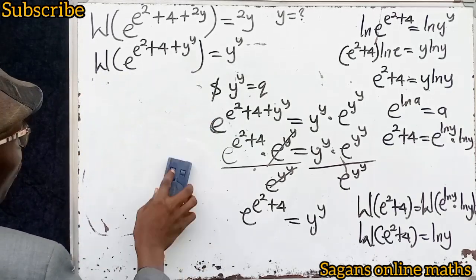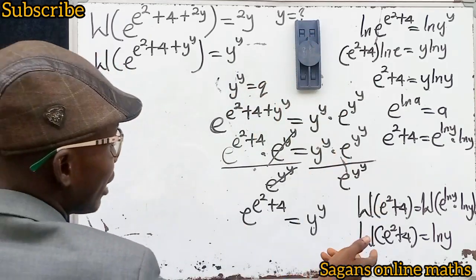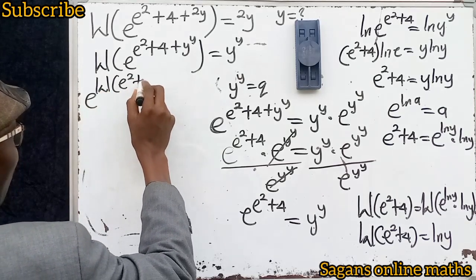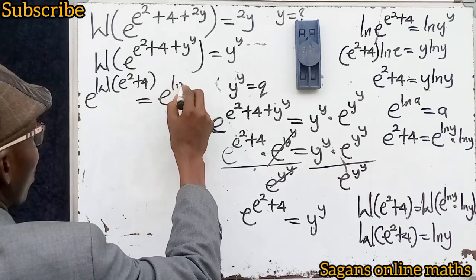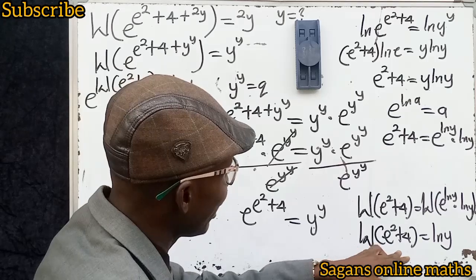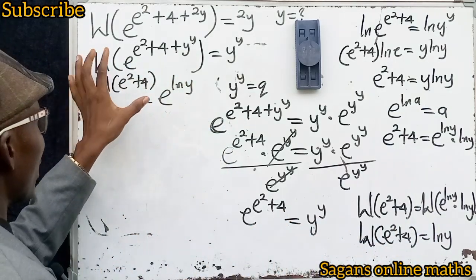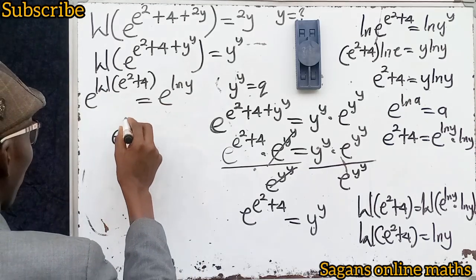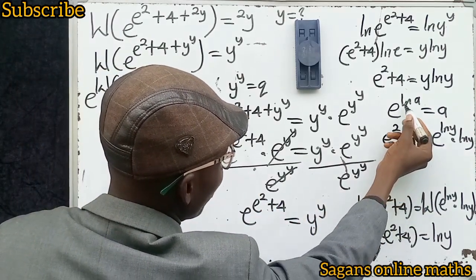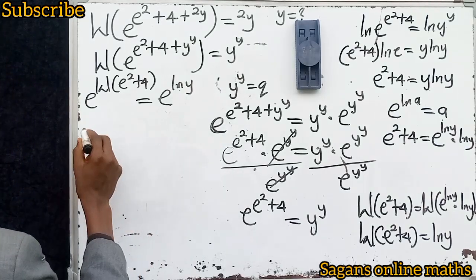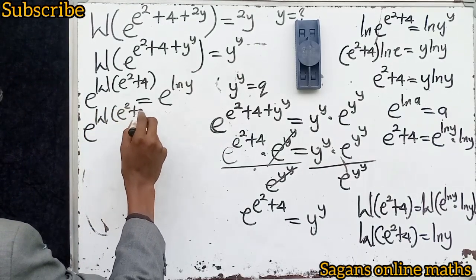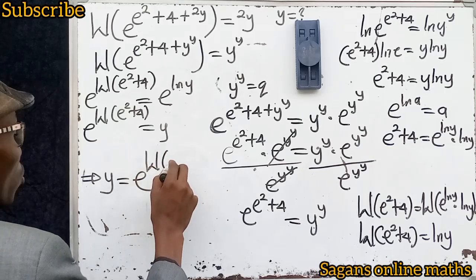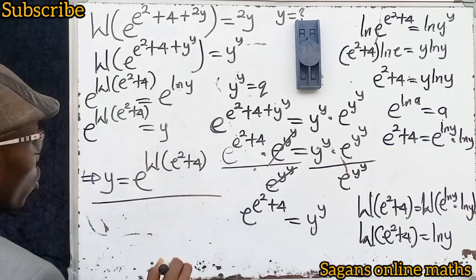Now from there, what are we going to do? Let's raise this by e. That means e to the power of the W function of e squared plus 4 equals e to the power of ln y. Since the bases are the same, we can equate the exponents, but we have a reason why we are doing this. Remember again that e raised to the power of ln a equals a. That means e raised to the power of ln y will be y. That means e raised to the power of the W function of e squared plus 4 equals y. And this implies that our y equals e raised to the power of the W function of e squared plus 4. And this is the solution to this particular problem.